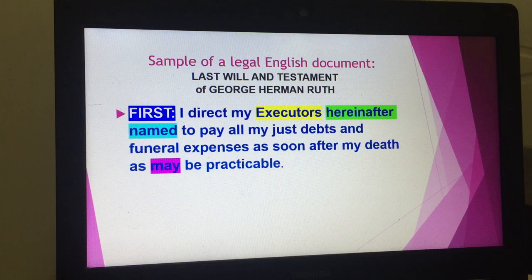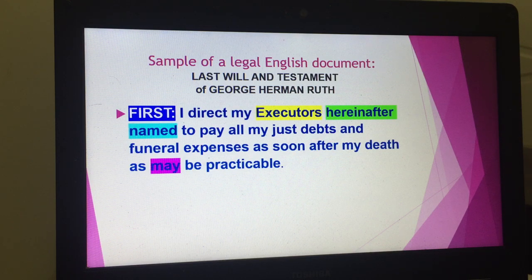The word just here can mean two things. It can mean just as in only, my only debts and funeral expenses. And it can also mean fair, that only the debts that are proven, in other words. So they will pay my debts and funeral expenses, meaning when I die, any expenses related to my death, they will cover them as well. They will pay them. And they will pay my debts.